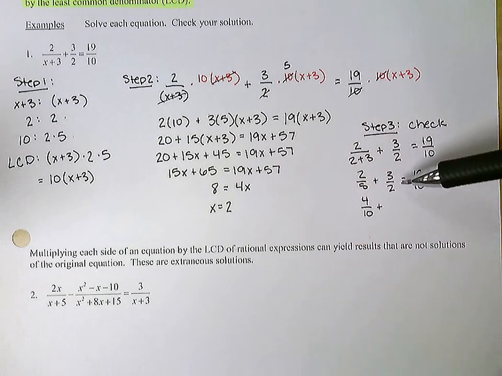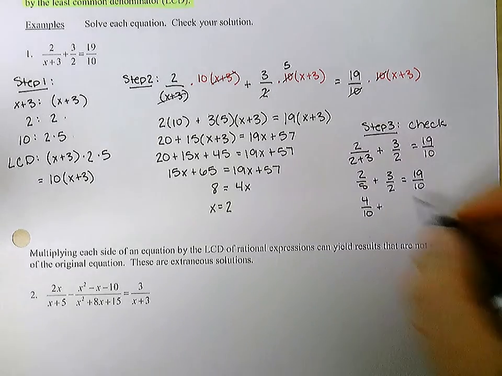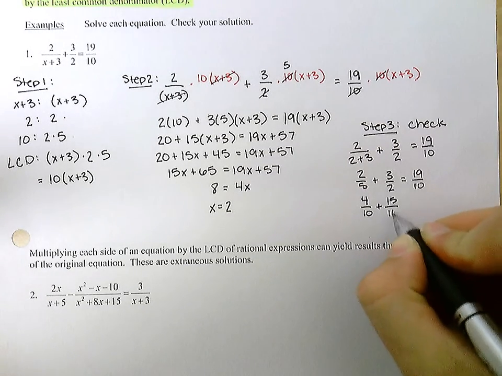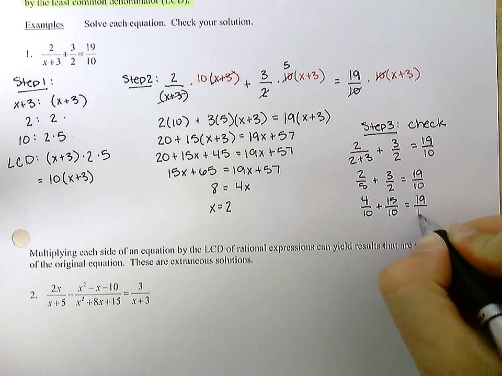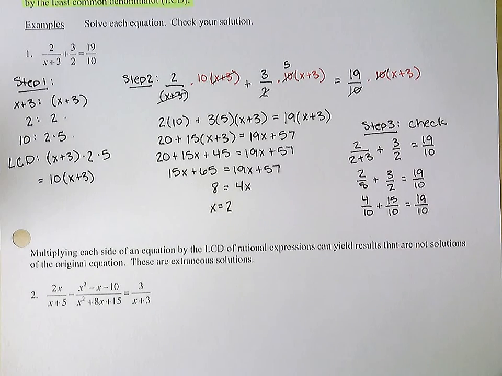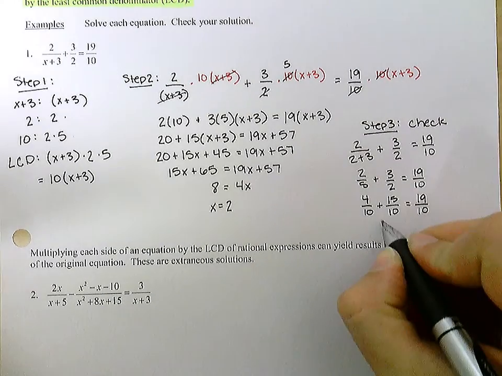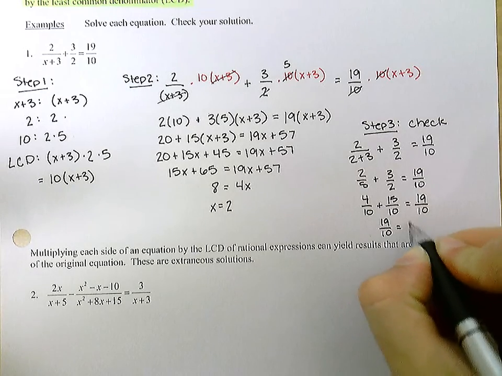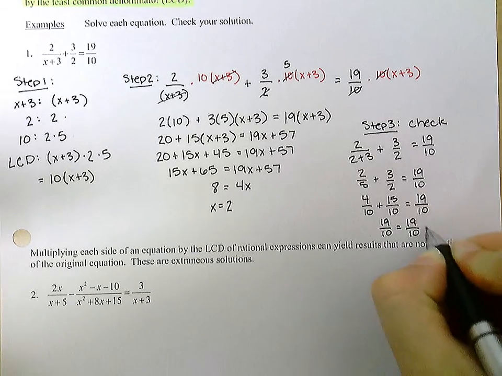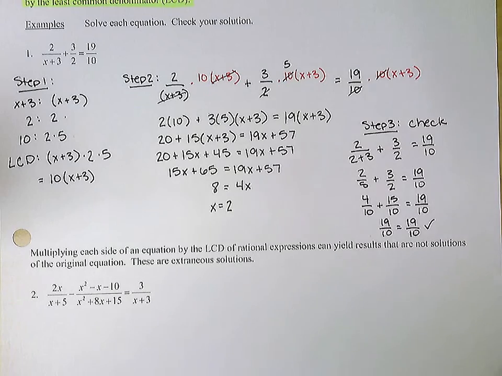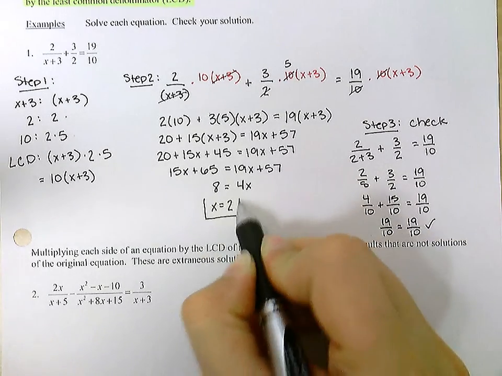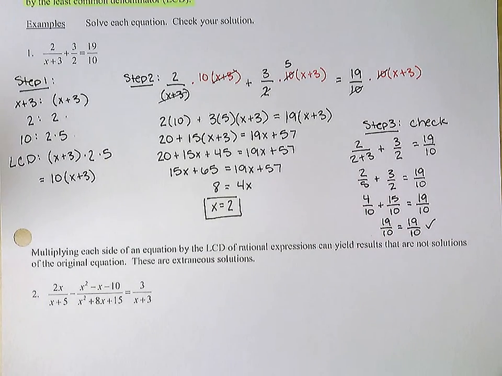For that second fraction, I have to multiply by 5 in the numerator and denominator. So that is 15 tenths. Okay, and once I add them, I do get 19 tenths equals 19 tenths. That does work. So then I can circle or box that x equals 2.